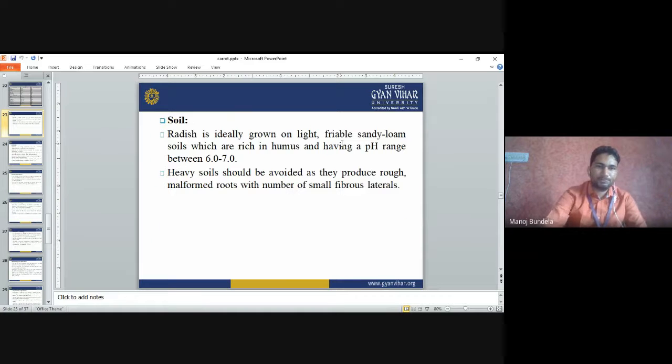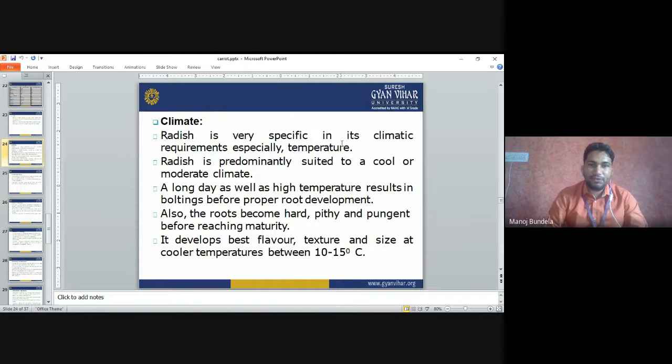Climate. Radish is very specific in its climatic requirement, especially temperature. Radish is predominantly suited to a cool or moderate climate. A long day as well as a high temperature results in bolting before proper root development. If the roots are not developed properly and the temperature increases, then bolting will occur in radish, and roots become hard, pithy and pungent before reaching maturity.